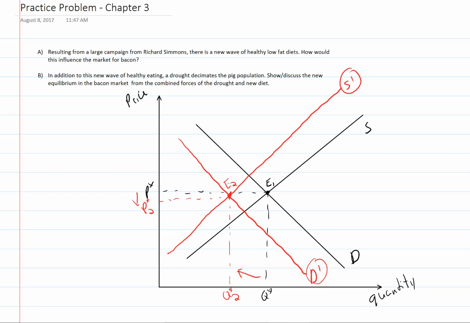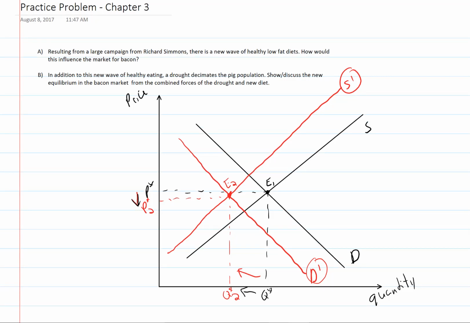So just looking at our graph, we'd be really tempted to conclude that these combined forces are going to cause a decrease in the equilibrium quantity down here and a decrease in the equilibrium price over here. But before we jump to that conclusion, let's take a closer look at how this decrease in supply and decrease in demand are going to affect market equilibrium. So let's start by looking at how they affect quantity in equilibrium.